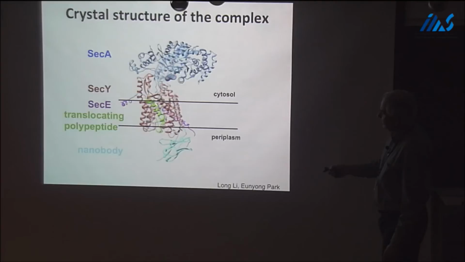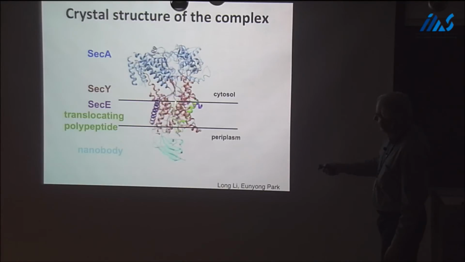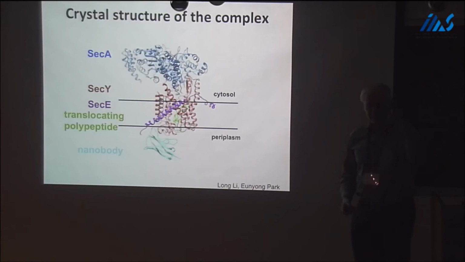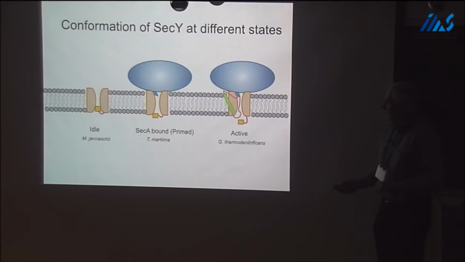The helix here is the signal sequence, and the part that you see in the back, in the middle of the channel, that's the translocating polypeptide chain in the pore proper. So now we have three different structures. We have the idle structure from Methanococcus, we have the SecA-bound structure, and we have the active channel now with the translocating polypeptide chain. Now they're different species, but we think that we can still compare them because actually the channel looks quite the same.